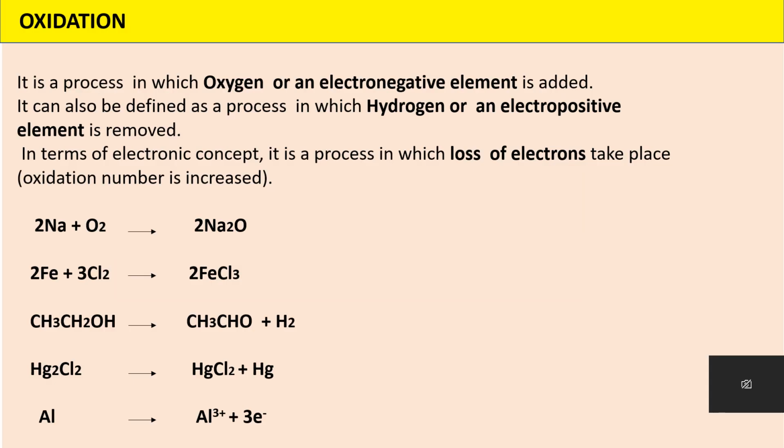Let us learn about oxidation. Oxidation is a process in which oxygen or an electronegative element is added to an element or a compound. It can also be defined as a process in which hydrogen or an electropositive element is removed from a compound. In terms of electronic concept, it can be defined as a process of loss of electrons from an element. If an element loses electrons, the charge on the element will increase. So the oxidation number will also increase. Let us study this by examples.